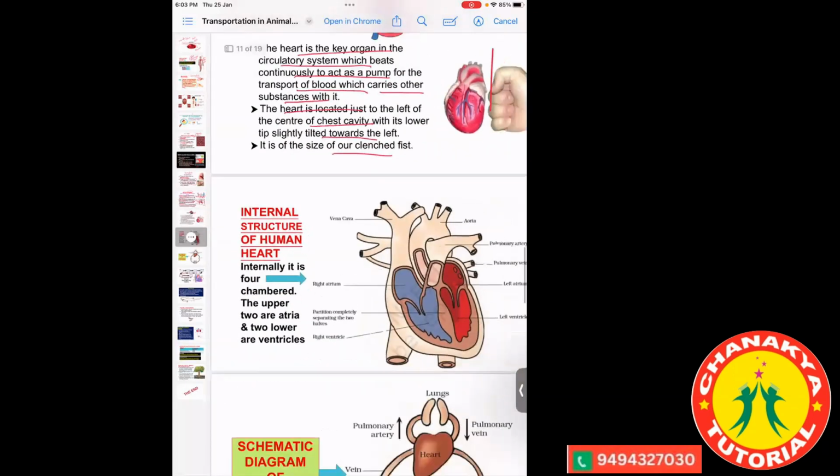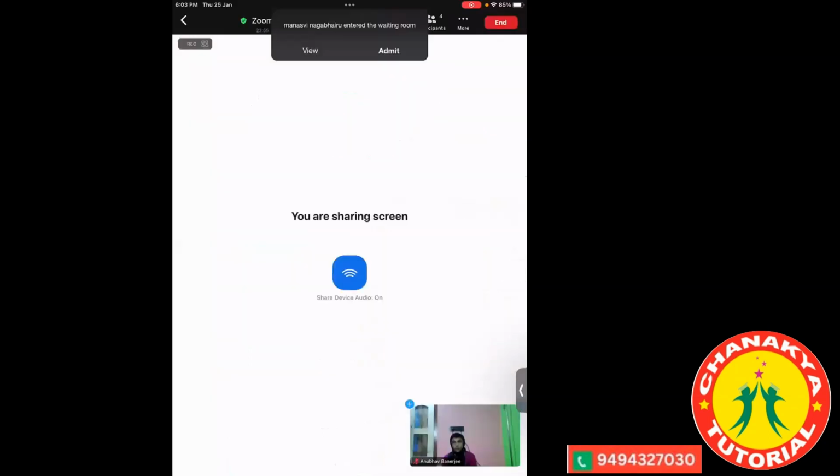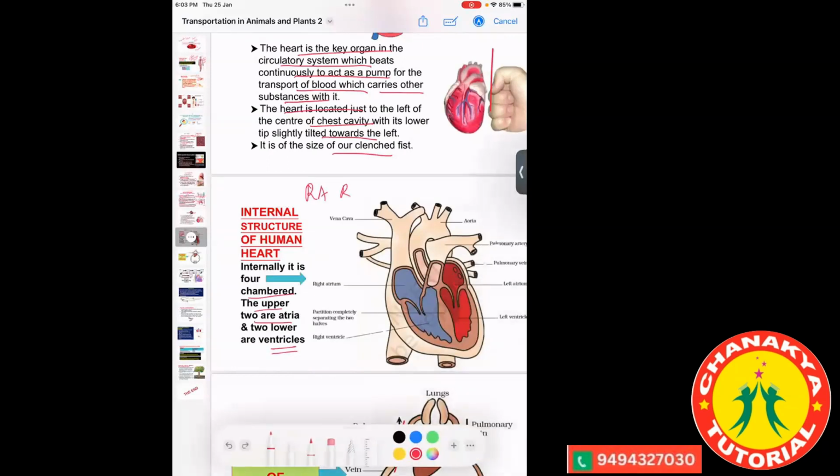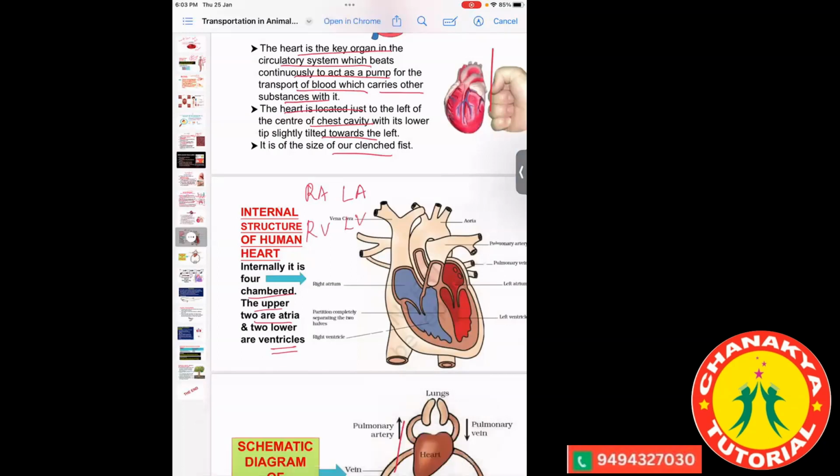Now, this is the internal structure of the human heart. It has four chambers. The upper two are called atria. So here you can see it is mentioned as the atria. And here the ventricles. So the upper two are the right auricle and the left auricle, and the lower two are the right ventricle and the left ventricle. So that is how we have two.